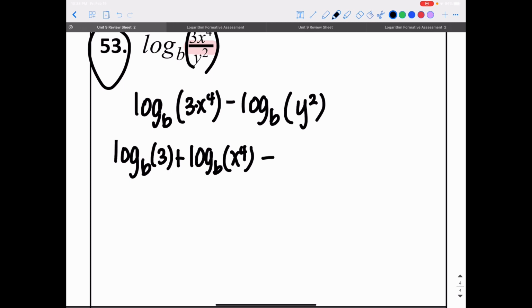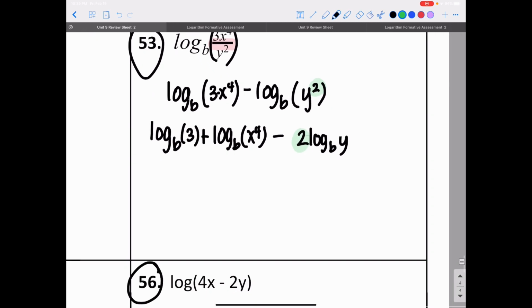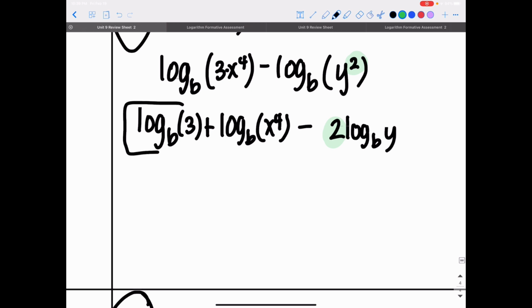For the second logarithm, I know that I have an exponent. I'm not allowed to have exponents in expanded form, so I need to move this exponent to be a coefficient instead. So I'm going to write 2 log base b of y that I'm subtracting. So that exponent became a coefficient. Now this one is finished. I can't expand that any further. That's a factor by itself inside, no exponents.